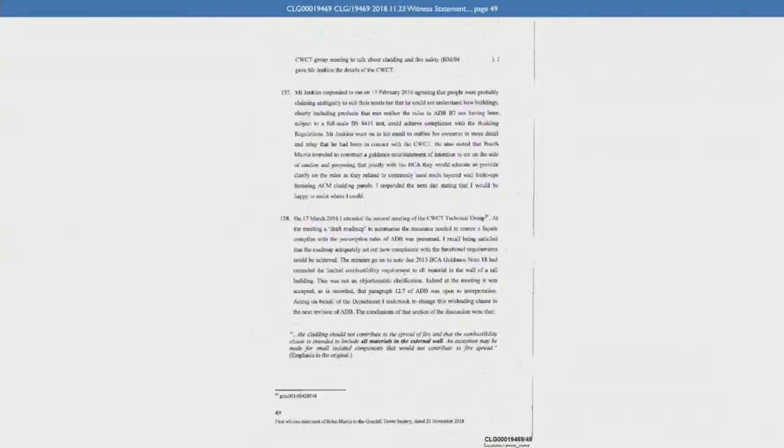Page 49, paragraph 138. Here he says this.